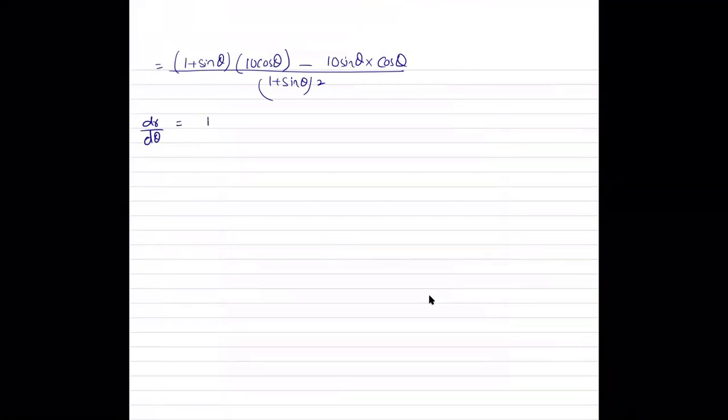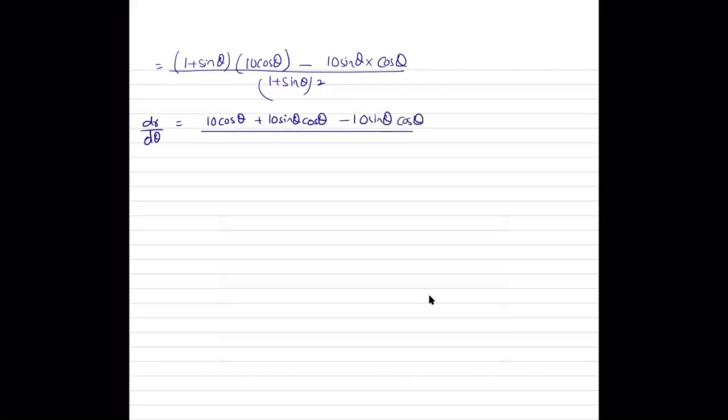This is going to be 10 cos theta plus 10 sine theta cos theta minus 10 sine theta cos theta over 1 plus sine theta, the whole thing square. 10 sine theta cos theta minus 10 sine theta cos theta resolved. You get 10 cos theta over 1 plus sine theta, the whole thing square. This is the expression for dr over d theta.